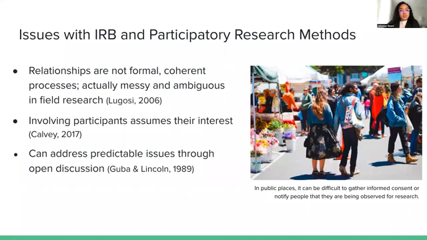Yet there are multiple issues with the IRB and participatory research methods for proponents of covert research. Both perpetuate assumptions about relationships with informants by describing them as formal, coherent processes that are actually messy and ambiguous in field research. Some issues can be addressed through open discussions with informants, but not all of these issues can be predicted.